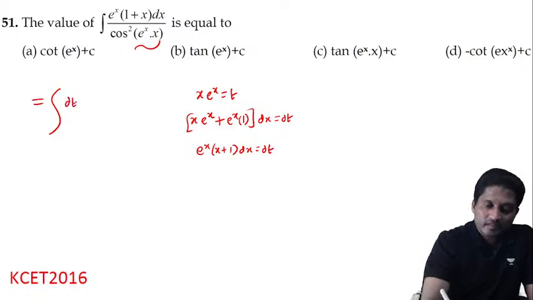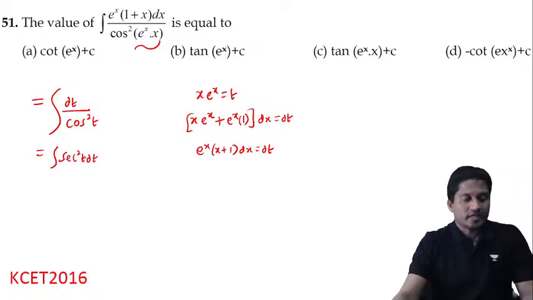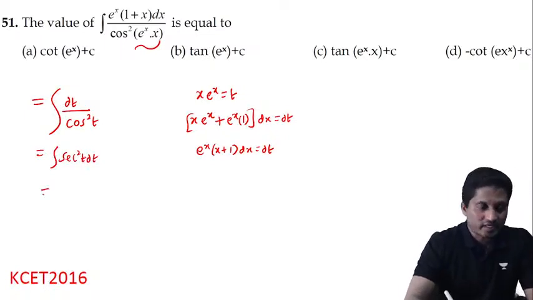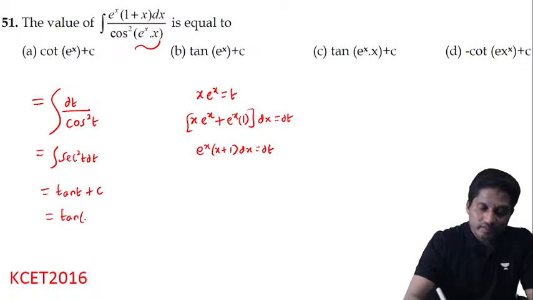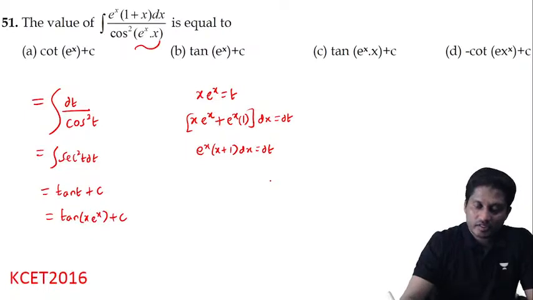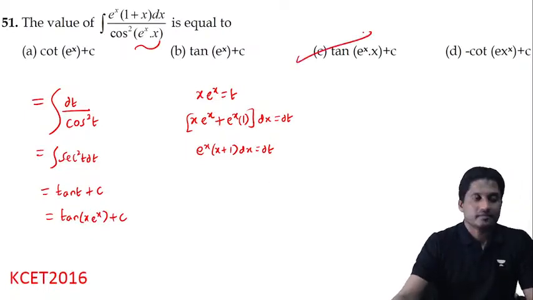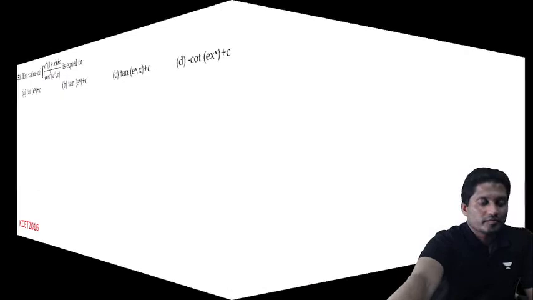Numerator is dt divided by cos square t. 1 by cos is sec. We'll get this as sec square t dt. Okay, integration of sec square t is tan t, right? Tan t plus c. What's the value of t? Tan of x into e power x plus c. Answer is option C. Let's move to the next question.